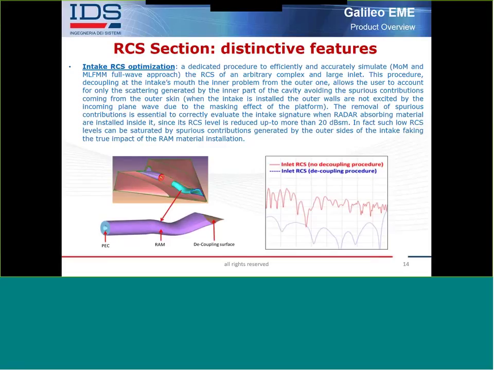So for this reason, when we analyze this kind of target, we define in the mouth of the cavity some kind of decoupling surface. And then we get just the scattered field that comes from this decoupling surface. In this way, we can take into account the masking effect of the fuselage of the aircraft on the intake.